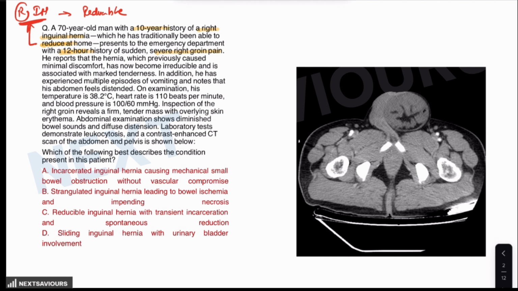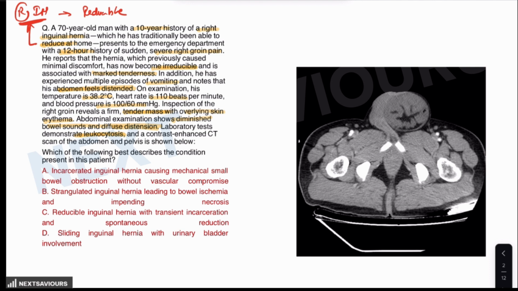Now he is saying that the hernia, which usually caused minimal discomfort, has become irreducible and is associated with marked tenderness. In addition, he has experienced multiple episodes of vomiting, and he notes that the abdomen is also distended. On examination, there is fever, there is tachycardia, BP is on the lower side. On inspection of the right groin, there is a firm tender mass with overlying skin erythema. On abdominal examination, there is diminished bowel sounds and diffuse distension. On laboratory, there is leukocytosis, and CT of the abdomen is shown here.